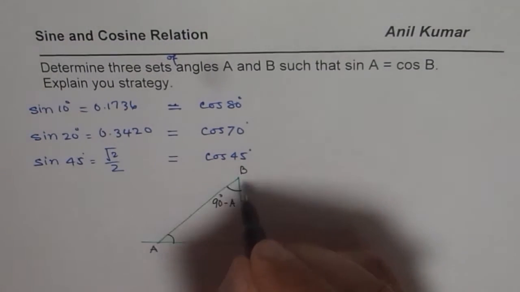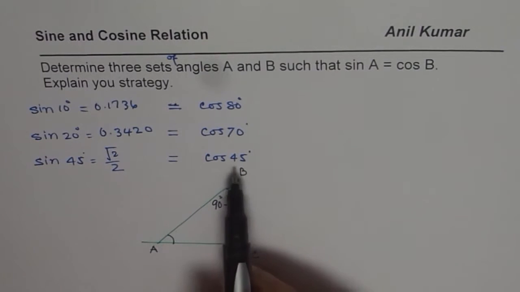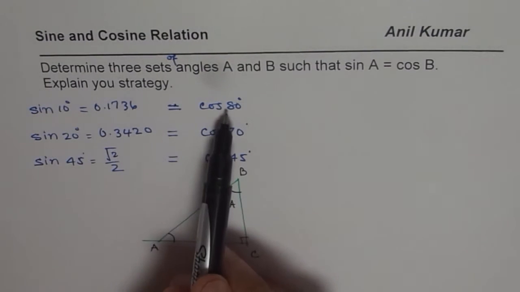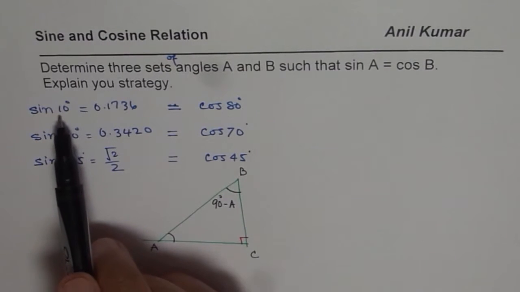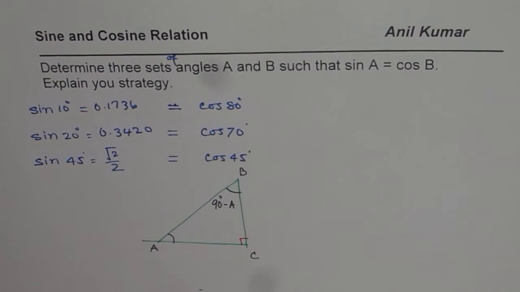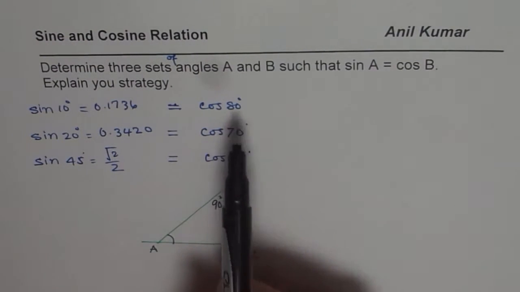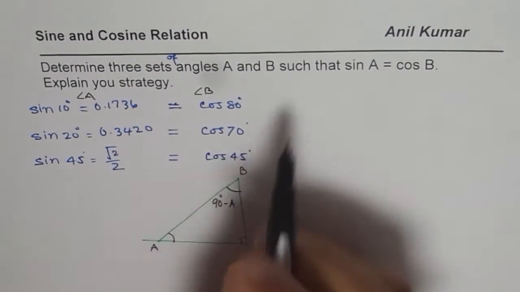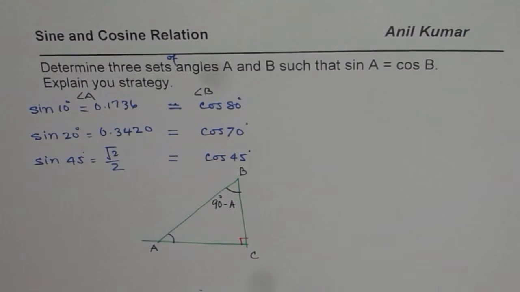Let's say the triangle is ABC. In this triangle, what we observe is that angle B is 90 minus angle A. And here also we see the same thing: angle B is 90 minus 10, which is 80; 90 minus 20 is 70; 90 minus 45 is 45. So the angles I have taken, the set of angles A and B, when you add them up, give 90 degrees. And that is when you get the same ratio. Now, can you pause the video and explain this answer?